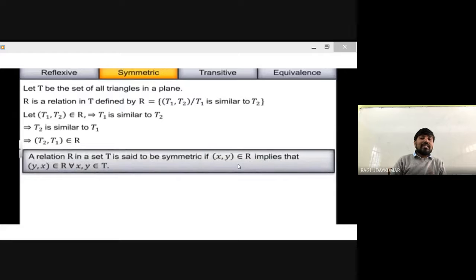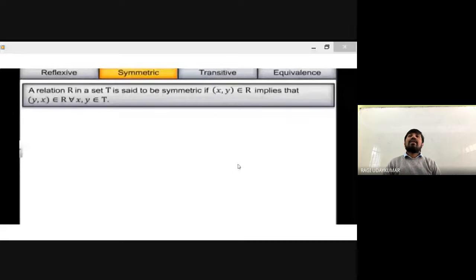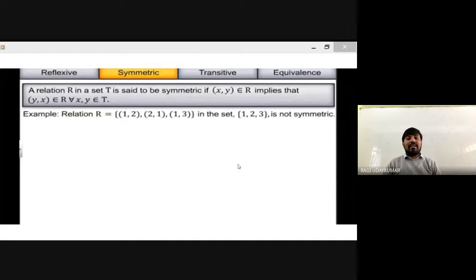A relation R in the set T is said to be symmetric if (x, y) belongs to the relation means (y, x) also belongs to the relation, for all x, y belonging to T. This is called a symmetric relation.